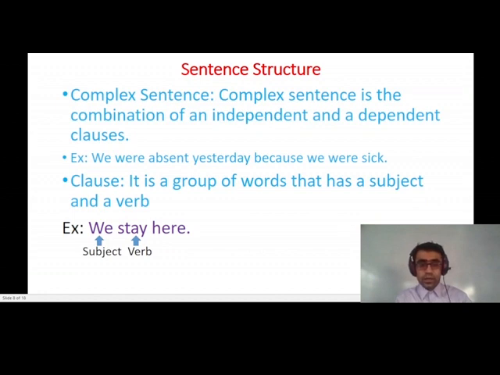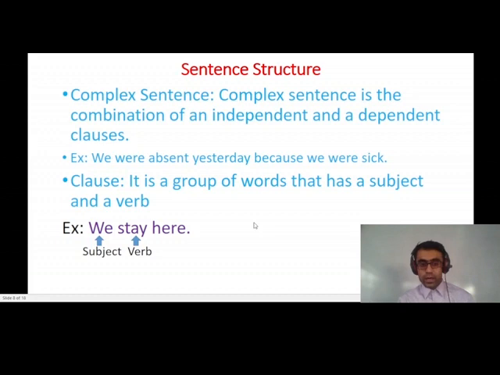So what's a complex sentence? A complex sentence is the combination of an independent and a dependent clause. So before we talked about compound, which was the combination of two independent clauses, and a complex sentence is the combination of one independent and one dependent clause.